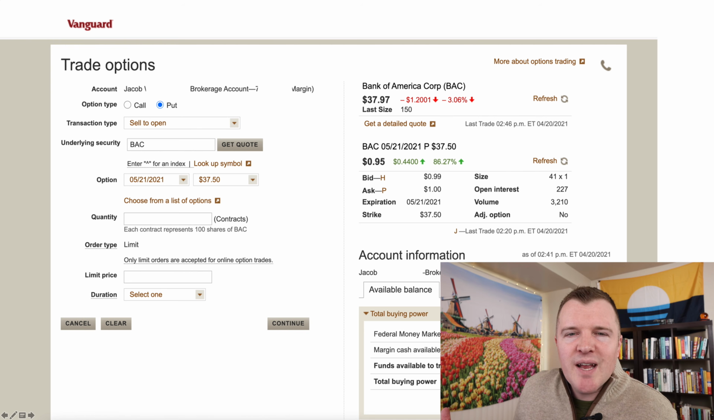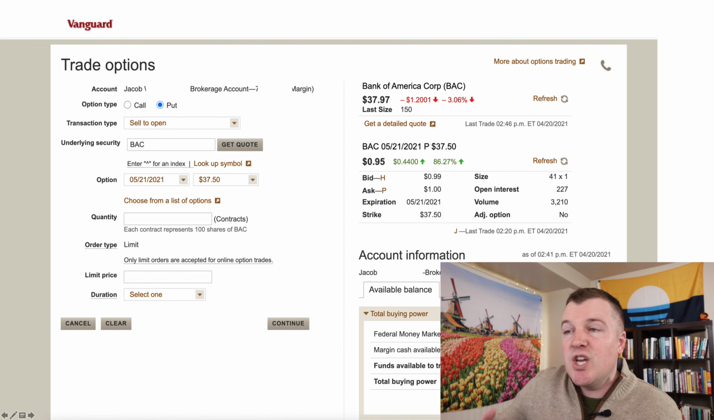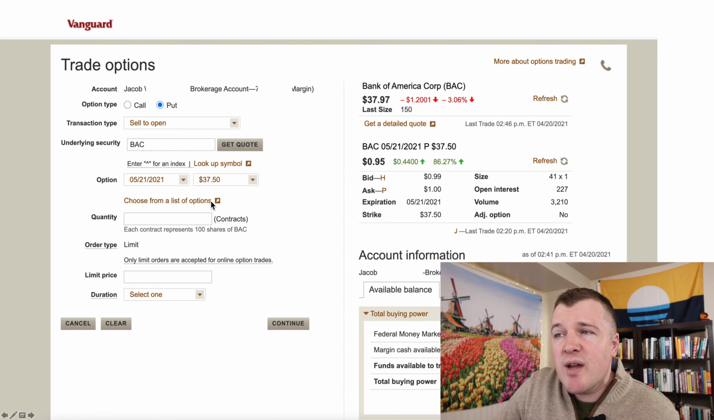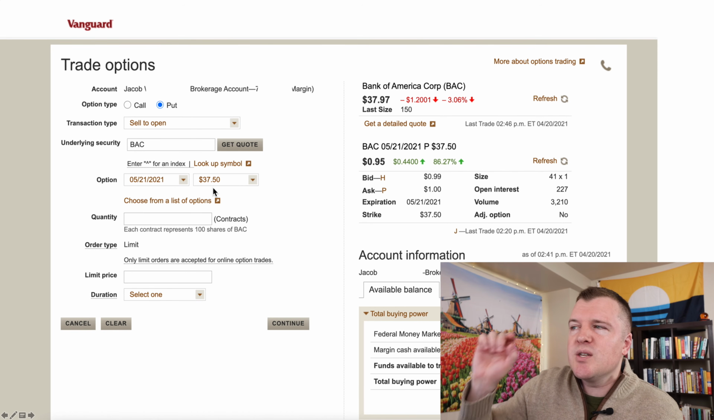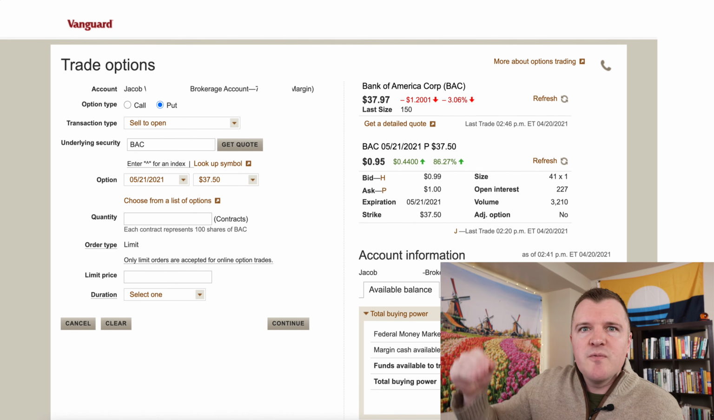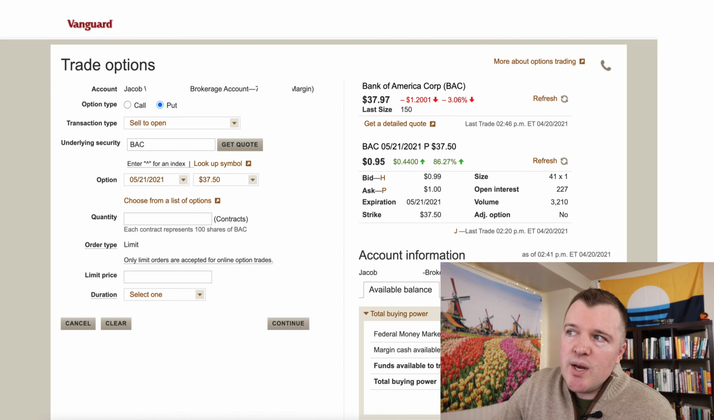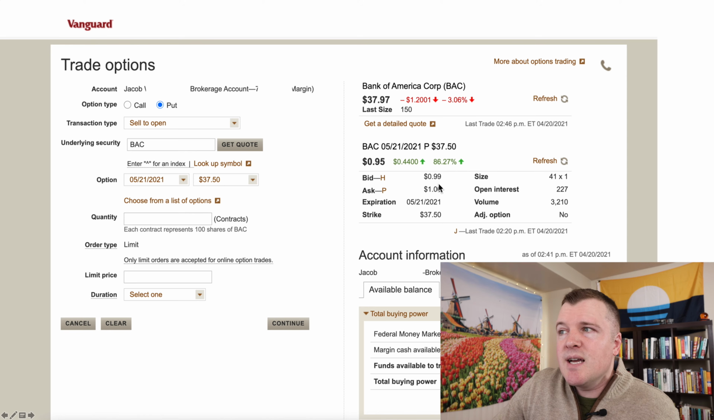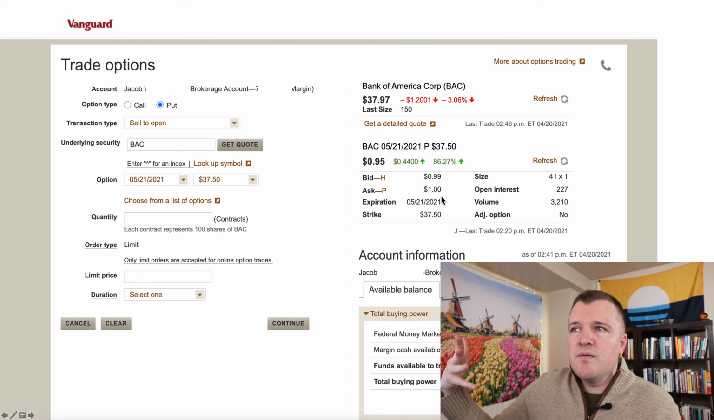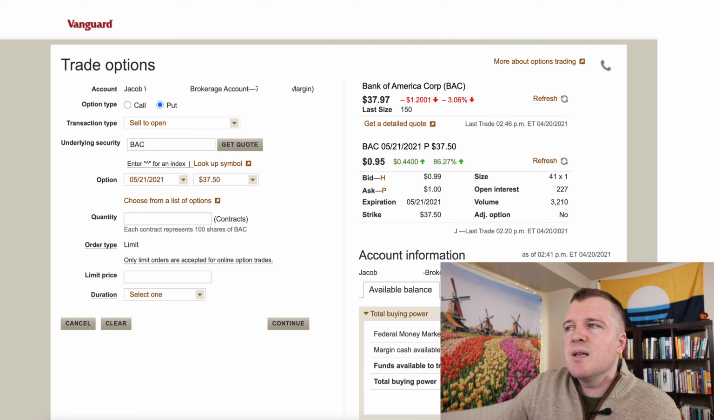Okay, we're back on Vanguard's platform, and actually I changed my mind. I want to go with the strike price of $37.50 to get just a little bit more premium for selling this contract. How do I know how much I'm getting? Well, it says right here, the bid, 99 cents, the ask, $1. So buyers of these put contracts are bidding 99 cents, the sellers are asking $1.